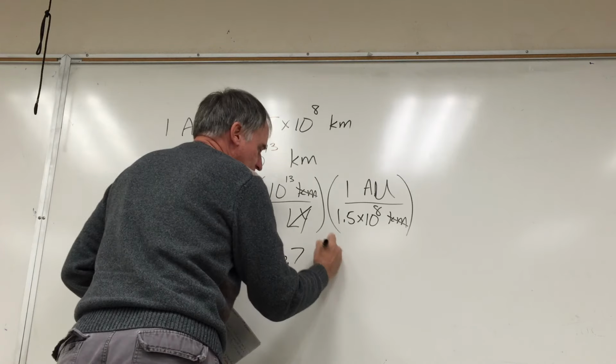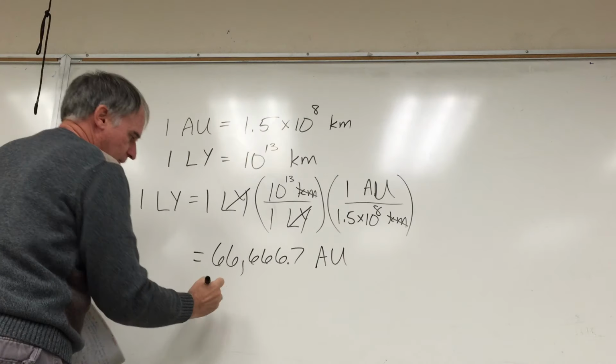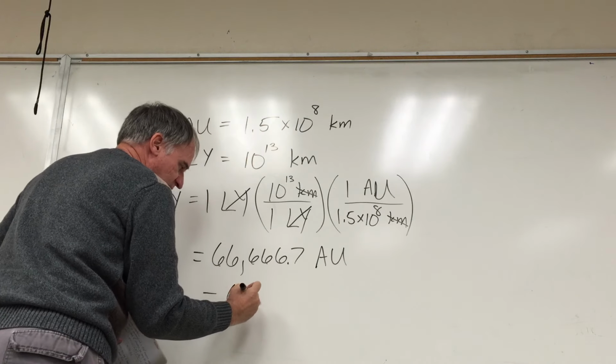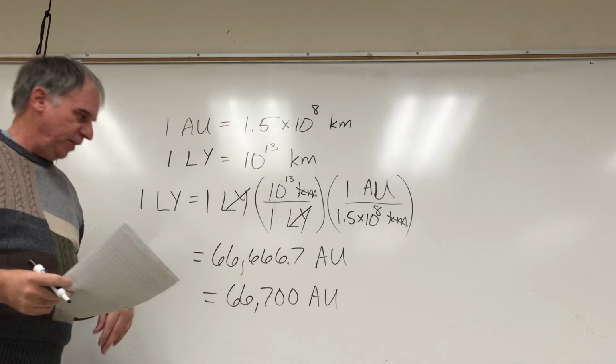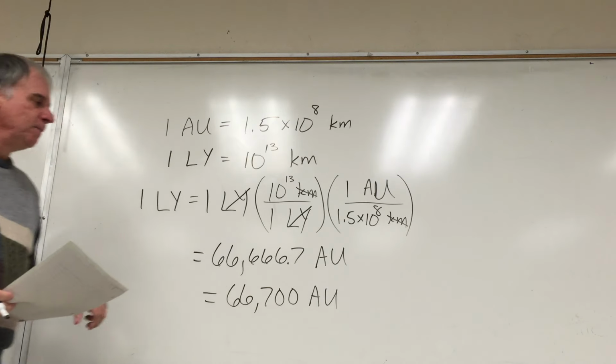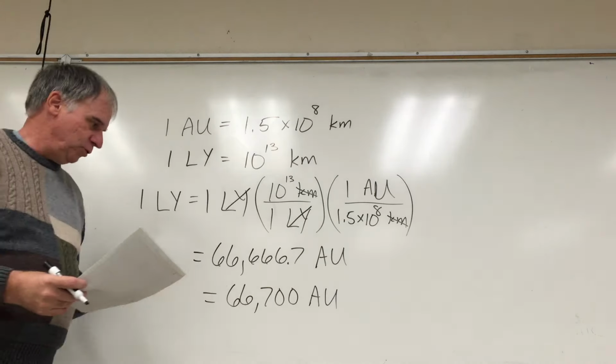66,666.7 astronomical units. It would be okay to round that to 66,700 AU. It's also okay to write it out with all the decimal places, but it's more accurate just to put it with the reduced number of decimal places, and that's the problem.